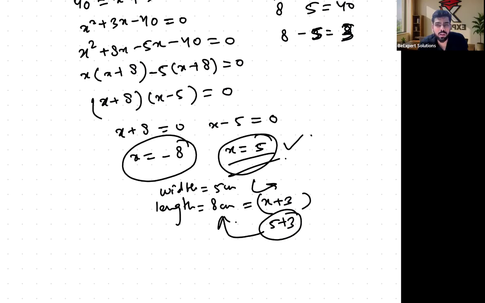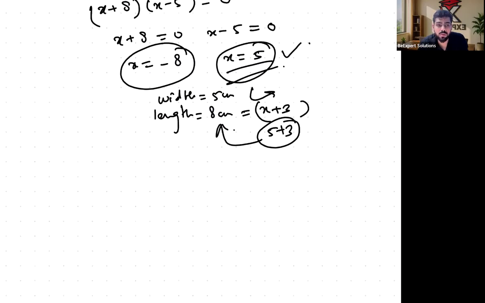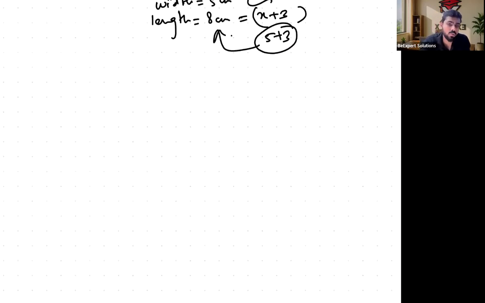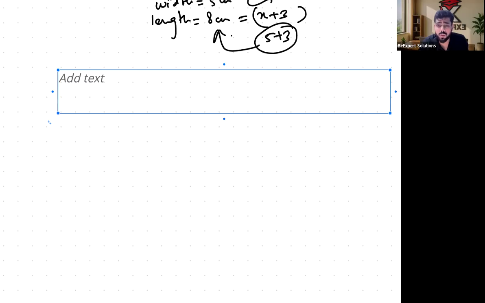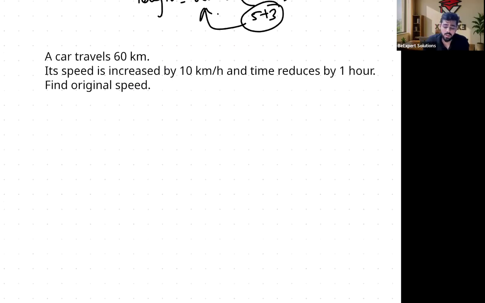Now, the second problem is basically the problem of speed. How do the questions usually come with the speed problem? Let me write that over here as well, guys. If you see, this is the question. This is a very important question, I must say, on speed: a car travels 60 kilometers, its speed is increased by 10 kilometers per hour and time reduces by 1 hour. Find the original speed. If you want to find the original speed, firstly take the original speed as x.